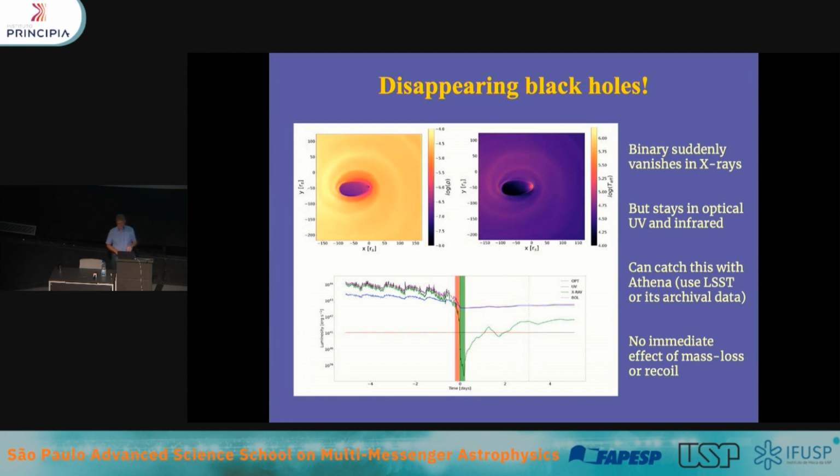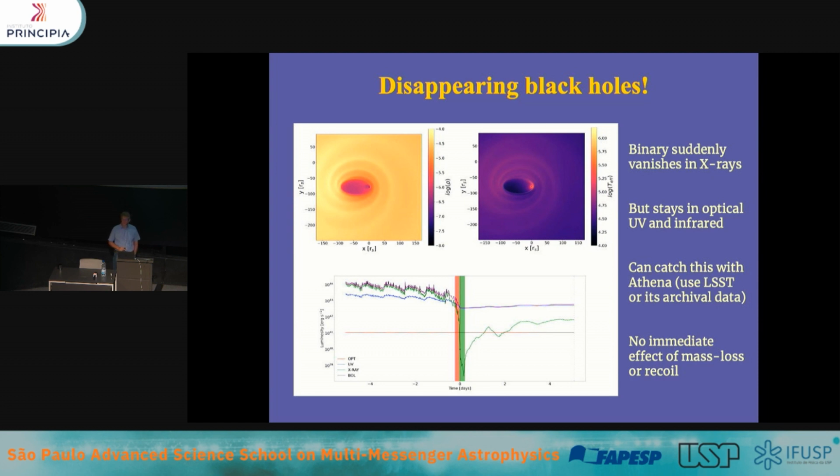Yeah, question? Do you have information if it also vanishes in gamma rays? So I think actually the answer to that is yes, because the gamma rays would have to do with the jets, which are powered by the emission, the m dot, and the m dot, the fueling rate, also plummets.